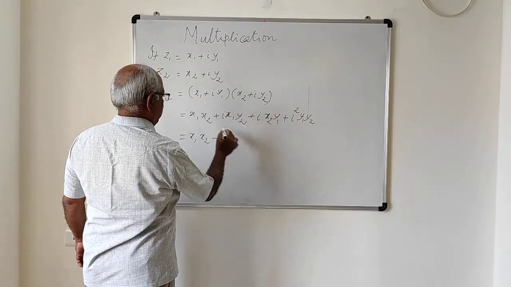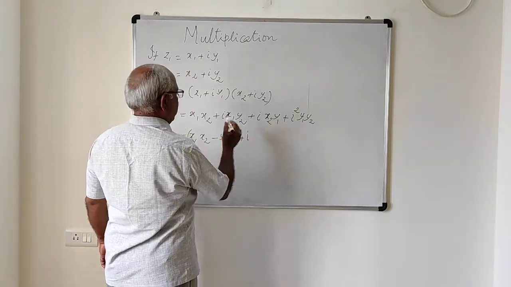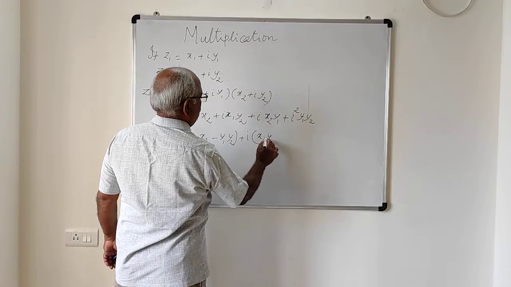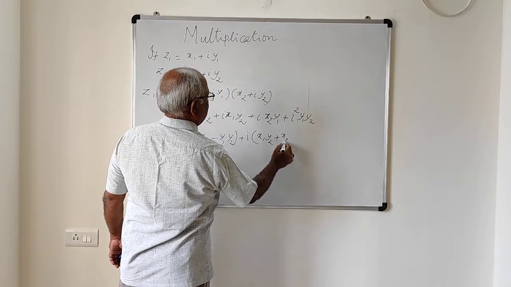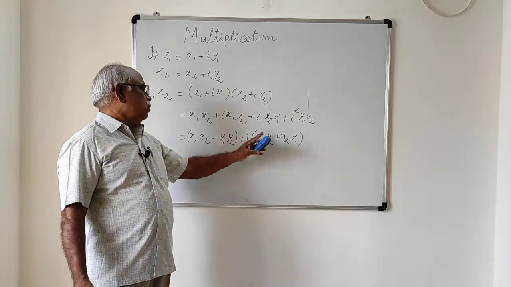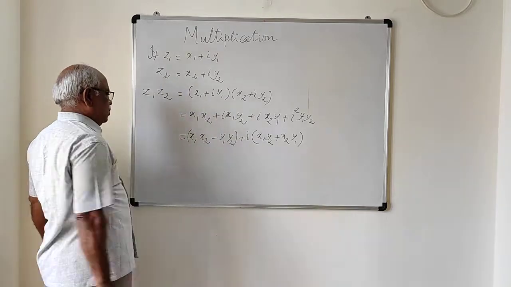Here, this is the real part. The imaginary part, you have taken that common i outside: x1 y2 plus x2 y1. If you take that i as common, you get i into (x1 y2 plus x2 y1). This is the multiplication of two complex numbers, Z1 and Z2.